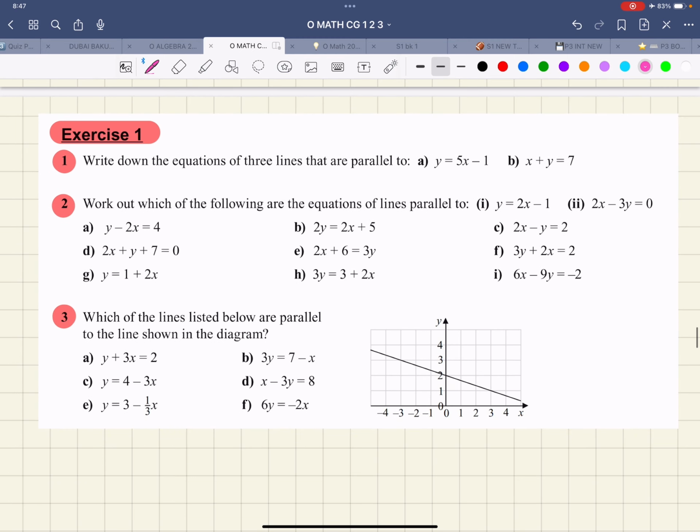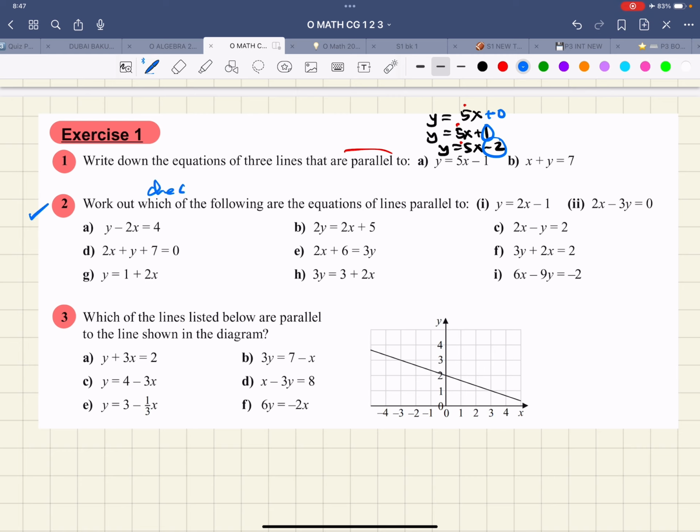Now that's the exercise. I have marked these questions. Write down the equation of 3 lines that are parallel to this. So as long as the gradient is the same, I can write y = 5x, y = 5x + 1, y = 5x - 2. I can write numerous of them. Since all these lines are parallel, they have the same gradient, the y-intercept can change. The y-intercept could be 0, it could be 1, it could be -2, and so on.